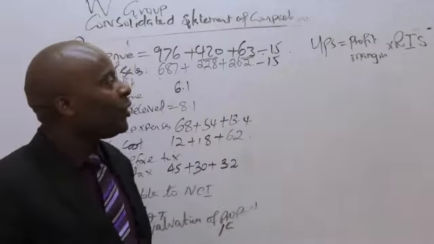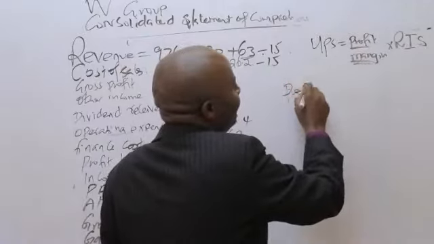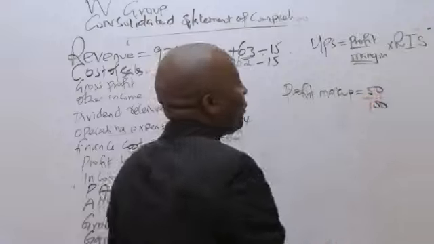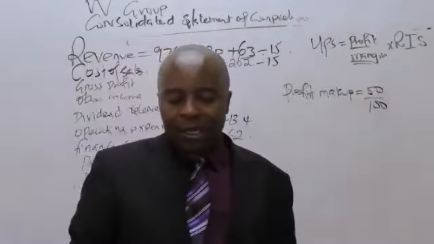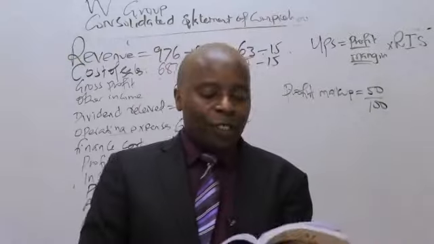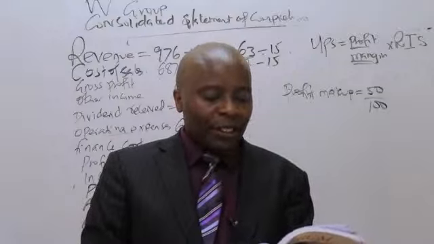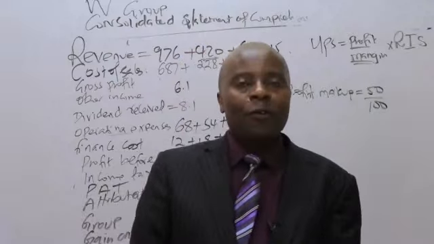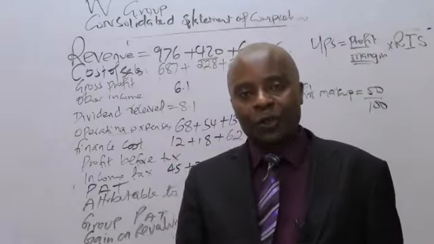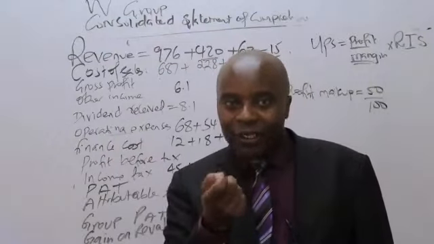These guys, instead of giving me profit margin, they have given me profit markup, and they have told me that the profit markup is 50 over 100. If you read note number 4, they've told me that these goods were sold by W Limited at a markup of 50%. And of course, you and I know that we rarely make use of markup in group consolidation, because they won't give you the cost of their goods. In most cases, they'll give you the sales.